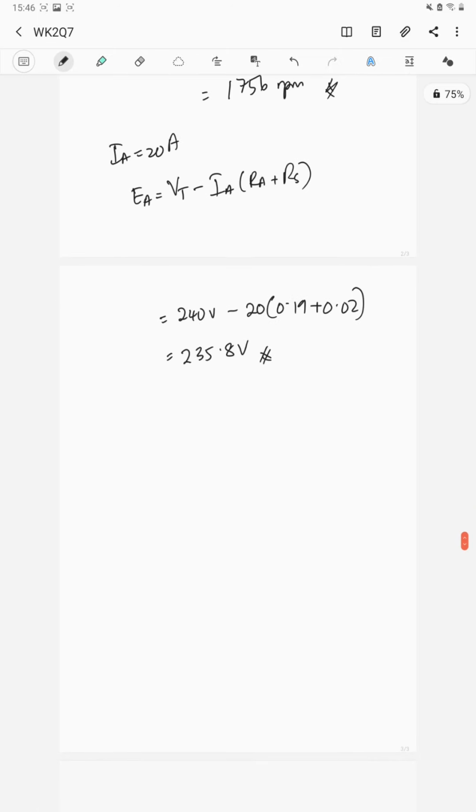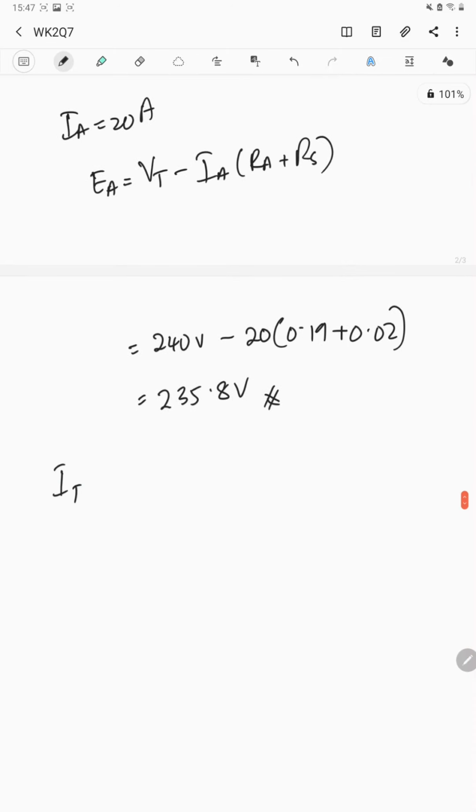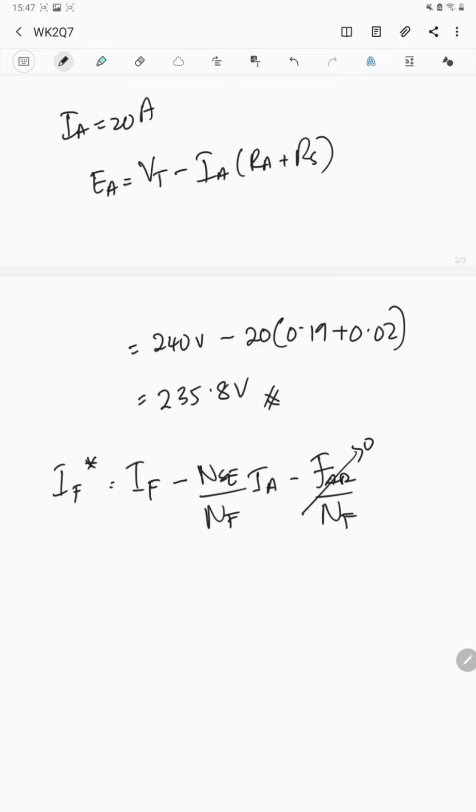So remember that the effective field current of a compounded DC motor is actually IF. In the case of differentially compounded, it is IF minus NSE over NF times IA, and minus armature reaction over NF. And we know from the very beginning that we are excluding the armature reaction in this machine, so this goes to 0. You see that the reduction of the effective field current in a differentially compounded DC motor happens when you start loading the motor, in which IA flows through the winding of the armature.